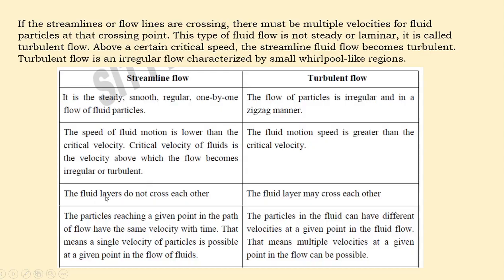Third, the fluid layers do not cross each other in streamline flow, but they cross each other in turbulent flow. And the particles reaching a given point in the path of a flow have the same velocity with time in the streamline flow, but the velocity at a given point is different at different times in the case of turbulent flow. These are the main differences between the streamline flow and the turbulent flow.